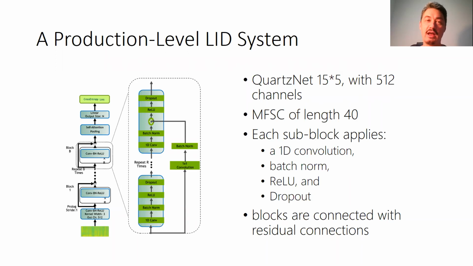The language identification system is based on a well-known and popular QuartzNet architecture from NVIDIA. The architecture accepts MFSC or MFCC coefficients and processes them in an architecture that consists of identical blocks that in turn consist of identical subblocks. Each subblock applies a 1D convolution, a batch norm, ReLU, and dropout. Blocks and subblocks are connected with residual connections.